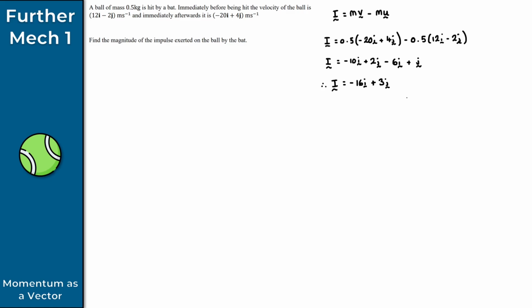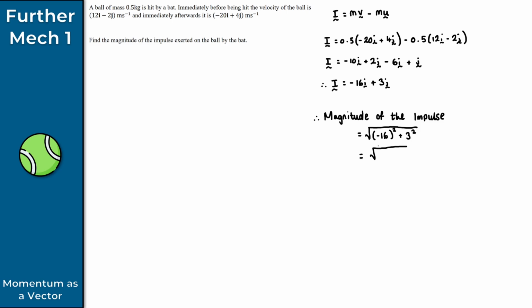Okay. Now the question wants the magnitude of the impulse here. So the magnitude of the impulse then. So nice and straightforward here then, that is equal to the square root. So we get the square root here then of minus 16 squared plus 3 squared. Okay. So if we evaluate this here then, this gives us the square root.